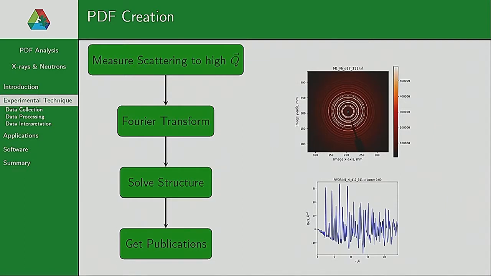So when we want to create a PDF, our general process is we want to go and get a large measurement of how our radiation scatters out to high Q. From there, we're going to break that down to get our scattering function and Fourier transform it into that pair distribution function that we saw before. And from there, we can do things like what we saw with the powder diffraction groups, where we can start probing and solving that structure in more detail. And then, of course, afterwards, you can get published.